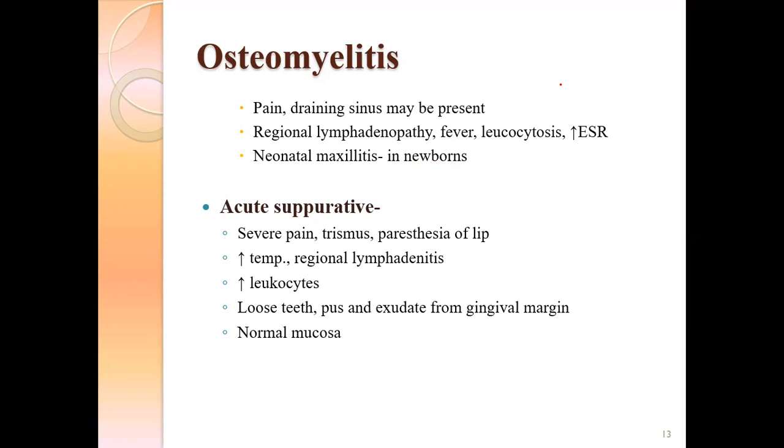Next lesion is osteomyelitis of the jaw. In case of osteomyelitis, the main complaint will be pain and a draining sinus will be present. Also, other features like regional lymphadenopathy, fever, leukocytosis, and increased erythrocyte sedimentation rate will be present. It has got acute and chronic forms. In the acute form, there is severe pain, trismus, increased temperature, increased ESR, pus discharge.